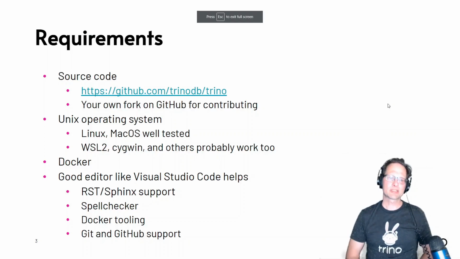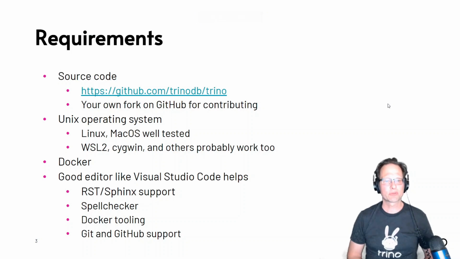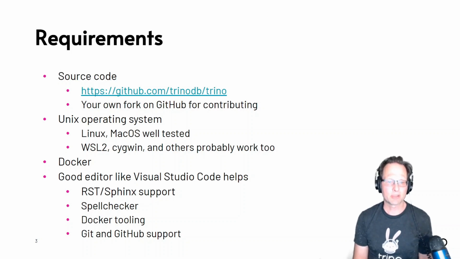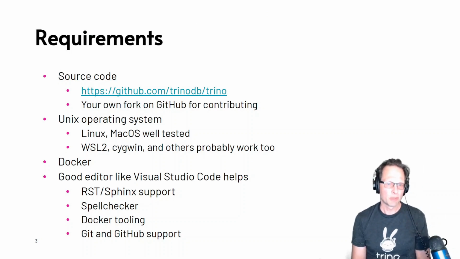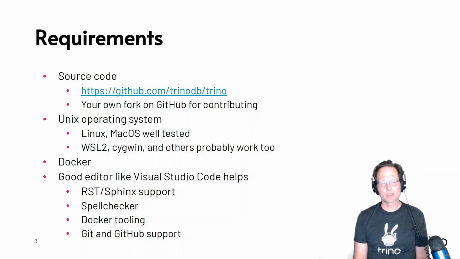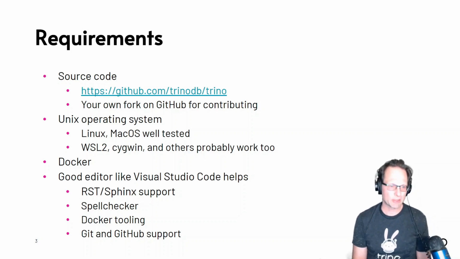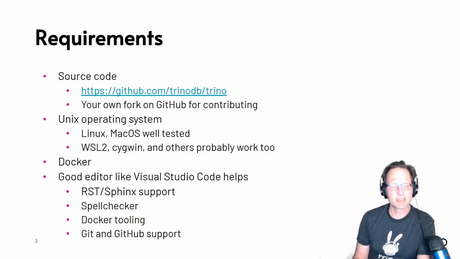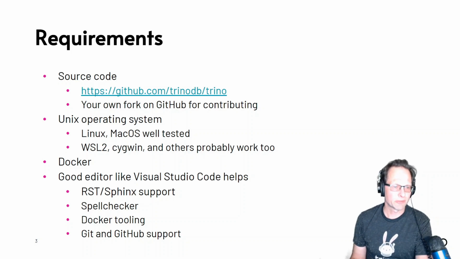So what do you need to start with the documentation? Well, you need the source code from GitHub at trinodb/trino. Or if you want to contribute, you definitely also want to create your own fork. You'll have to learn more about Git, but this is beyond what I'm going to show you today. Otherwise, you just need a Unix operating system. Linux and macOS are very well tested. You can probably also get away with WSL2 or Cygwin and others. We don't really test them too often though.